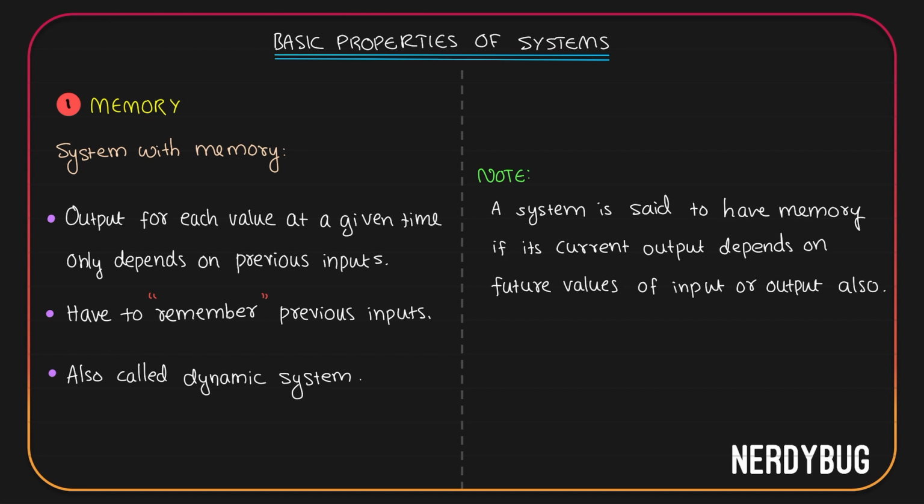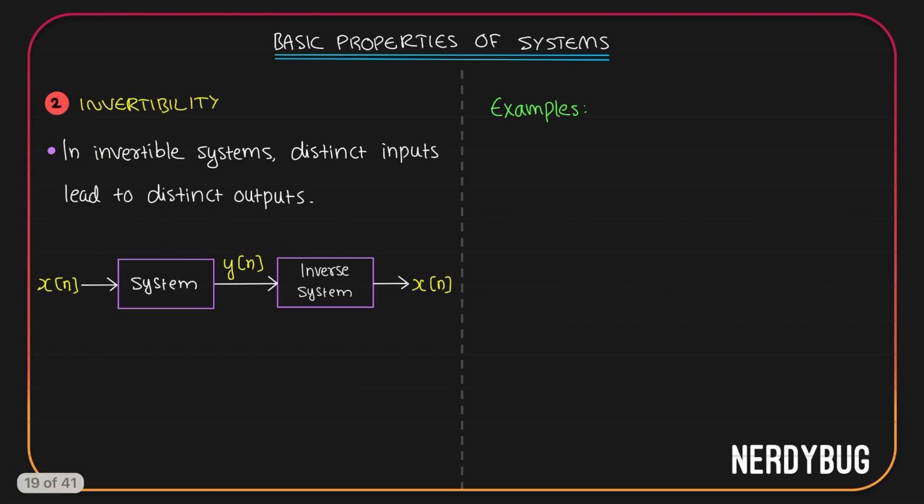As an example, this can actually happen in a predictive system. Let's say somebody is designing a system to predict the stock market. That system might be using some future inputs or outputs to generate the current output. Let's go to the next property, which is invertibility. The condition for a system to be invertible is that it should give distinct outputs for distinct inputs.